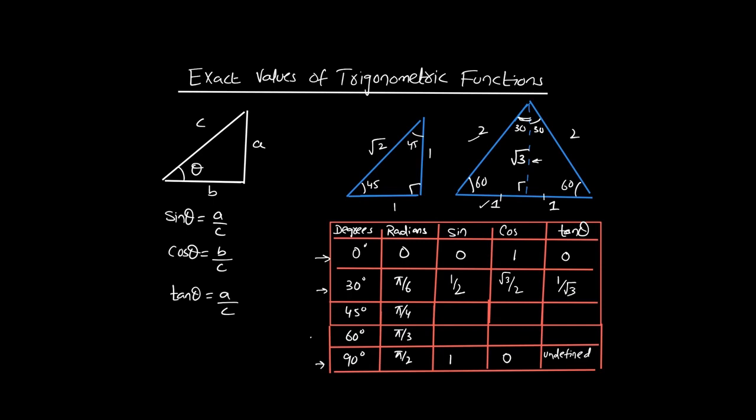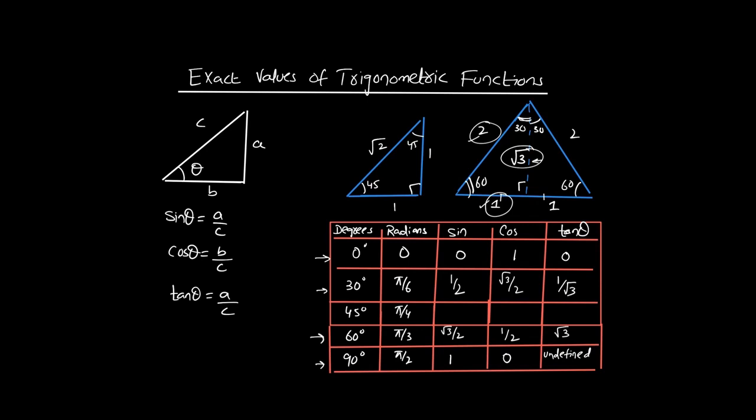Now let's come to 60 degrees. Sine of 60, if you are considering with reference to this angle, this length is your opposite, this is your adjacent, and this is the same hypotenuse. So sine of 60 degrees is root 3 over 2. Cos of 60 degrees is 1 over 2. Tan of 60 degrees is root 3 over 1, which is root 3.